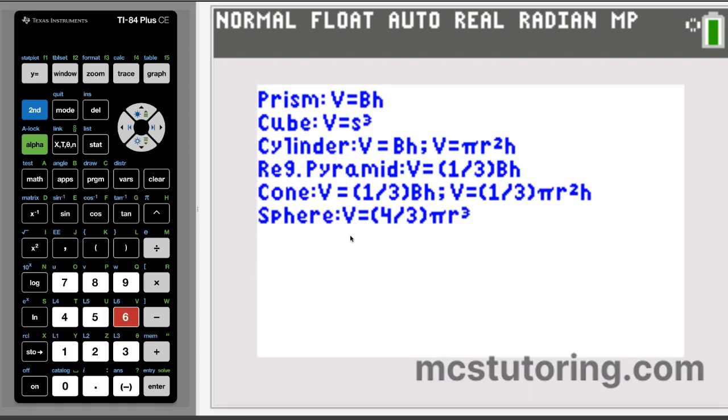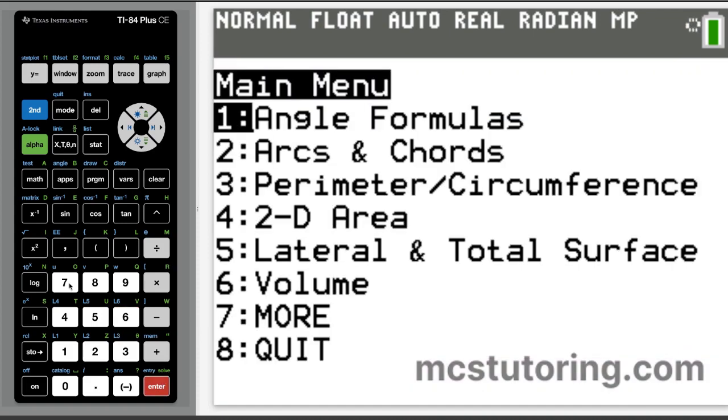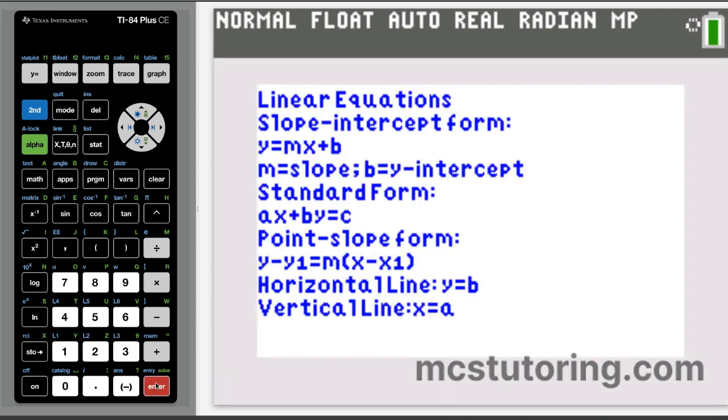It's pretty straightforward. The sphere is a cool one, 4/3 pi r cubed. And then we go on to the more menu. Linear equations: even though you may not have this in all of your geometry classes, sometimes they do ask this, so it's just good to know. The slope-intercept form is y equals mx plus b, where m is slope and b is y-intercept. Standard form is ax plus by equals c.